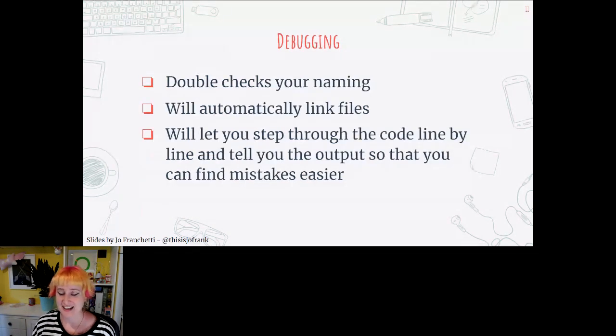Another thing that your editor will let you do is debugging. So your debugger, what it'll let you do is it'll step through every single line of your code, and it'll tell you the output of it and how the value of any variables that you've written are going to change. And it'll help you find out exactly where in your code it's doing something unexpected.